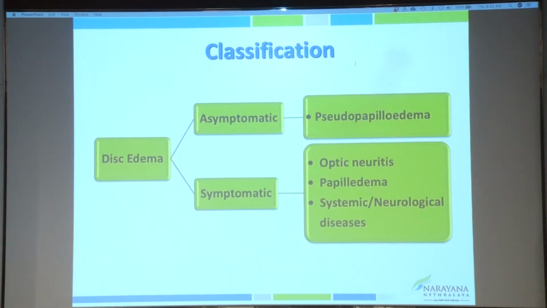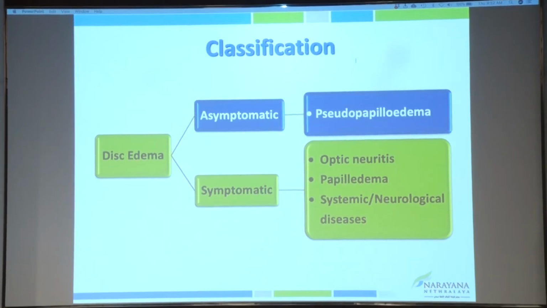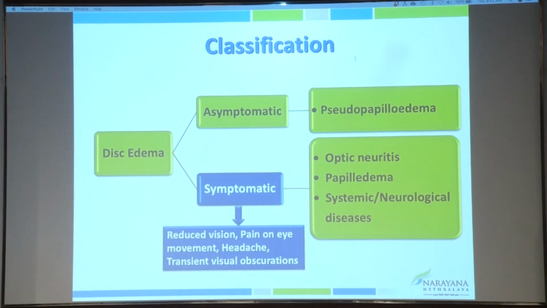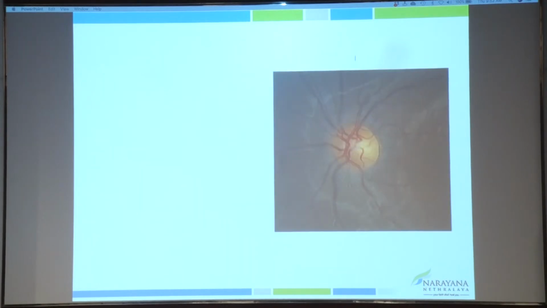So when you have something like a disc edema, you need to classify it into asymptomatic, which is the pseudopapilledema as shown, or symptomatic, which is seen here, where there's either reduced vision, pain on eye movements, reduced color vision, headache, transient visual obscuration, which will give us a differential diagnosis of optic neuritis, papilledema, systemic or neurological diseases. So let's then understand what is true disc edema.